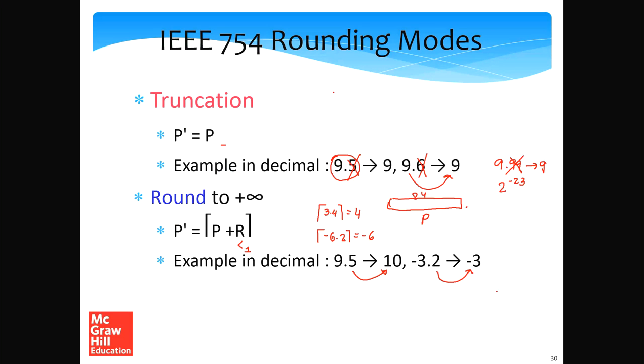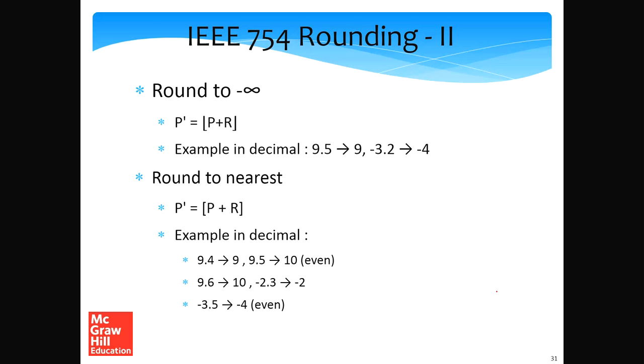So we discussed truncation, and we have discussed rounding to plus infinity. One more method is rounding to minus infinity, or negative infinity, which means we go to the lower integer. It's the opposite of rounding to plus infinity. In this case, we actually go down. So from 9.5 we go down to 9, and from minus 3.2 we go to the lower integer, which is minus 4. Mathematically, we add r to p, and we take the floor of the value. So floor means go to the lower integer.